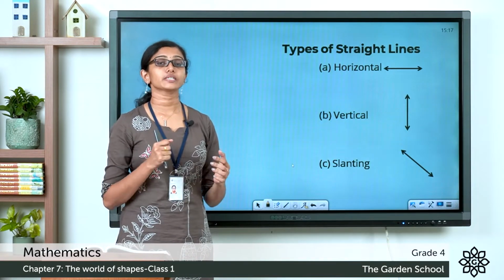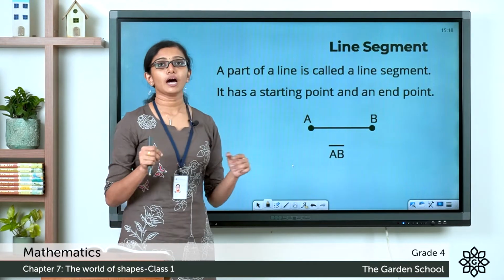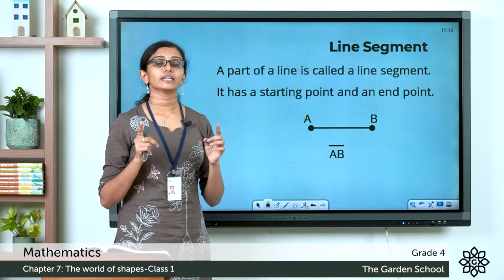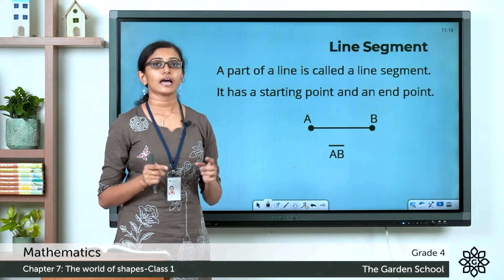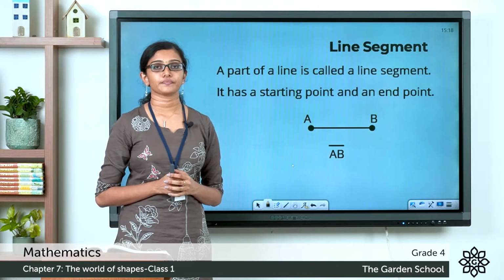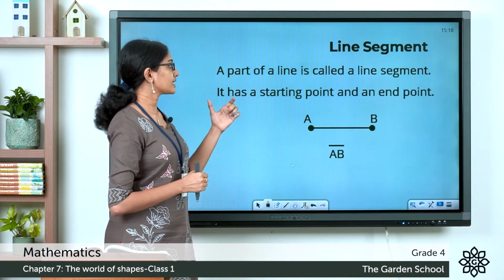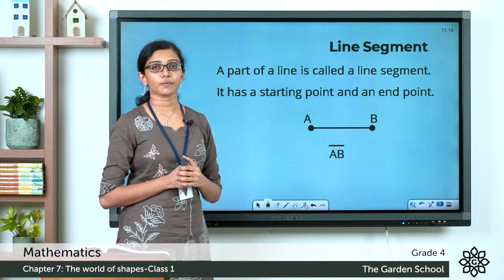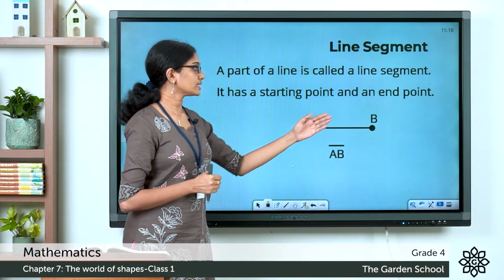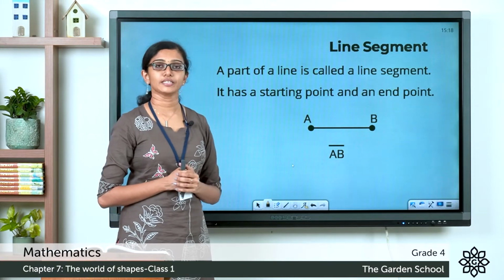But what if we take a part of a line? See, when we take a part of a line, it's called a line segment. And it will have a definite length so that we can measure it. So, a line segment is a part of a line and it has a starting point and an ending point. Here you can see the line segment AB, where A is the starting point and B is the ending point.